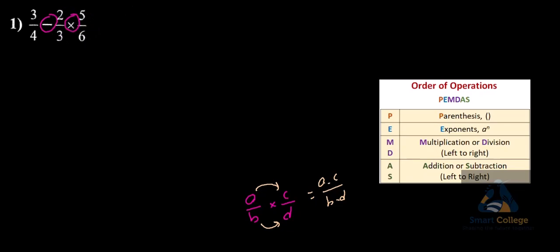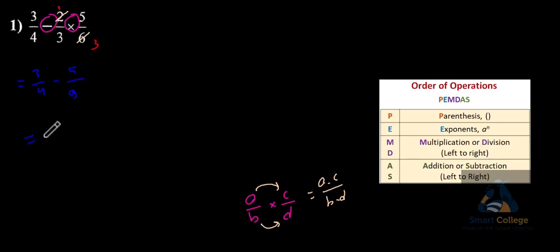2 over 3 times 5 over 6, as we can see, we can simplify 2 and 6. So divide by 2, we'll get 1 here. Divide by 2, we'll get 3. So now it will be equal to 3 over 4 minus 1 times 5, numerator by numerator, we will get 5, over denominator by denominator, we get 9.